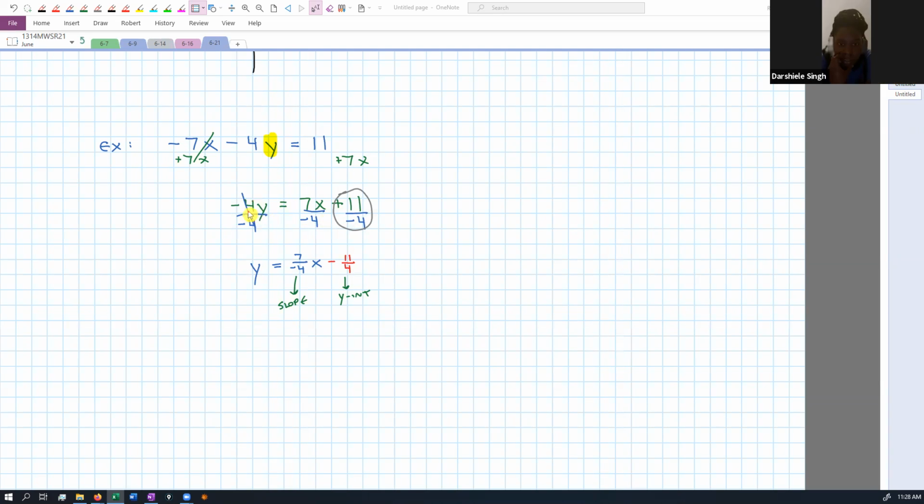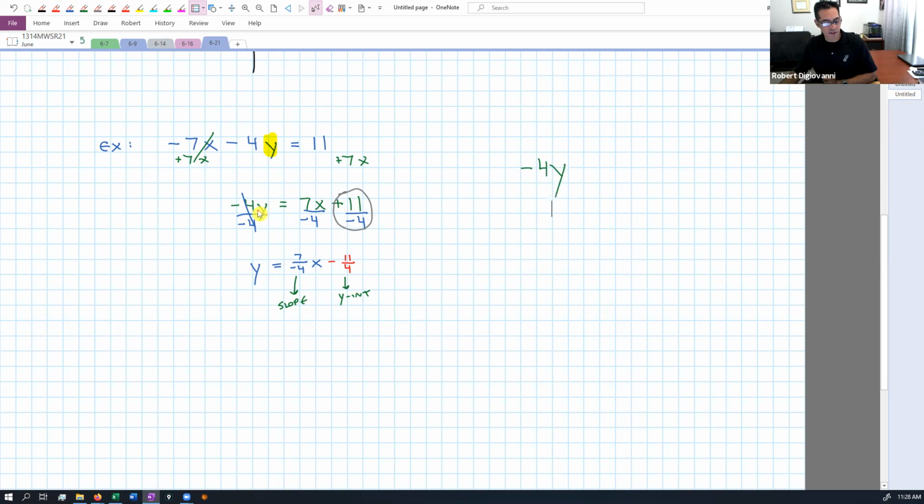Right, because when we have negative 4y on the left-hand side and we want to get rid of the negative 4, we have to understand that that's multiplication. It's negative 4 times y. And so to undo multiplication, we use division. Whatever you do to the left side, you have to do to the right side. The 7x, on the other hand, is being subtracted, not multiplied, so that's why we add it on both sides. That makes sense? Yes, sir. I got it. Okay.